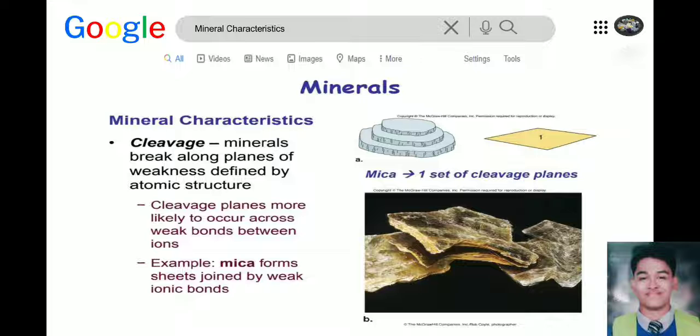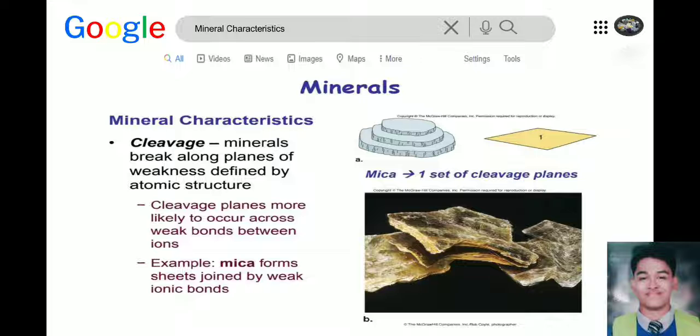Now, let us proceed to minerals' properties or characteristics. The first one is the cleavage. The cleavage is a way a mineral breaks, and breaking of minerals may differ depending on the directions defined by the atomic structure of a substance.